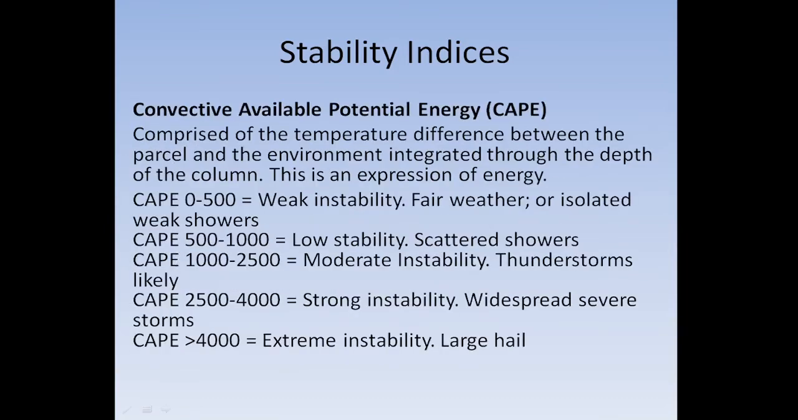All right, the convective available potential energy, everybody's heard of this one, the CAPE. So your CAPE values, 0 to 500 is weak instability, 500 to 1,000 low instability, and then 1,000 to 2,500 moderate instability. Thunderstorms are likely. 2,500 to 4,000, strong instability, widespread severe storms, and greater than 4,000, extremely unstable. You get large hail out of that.